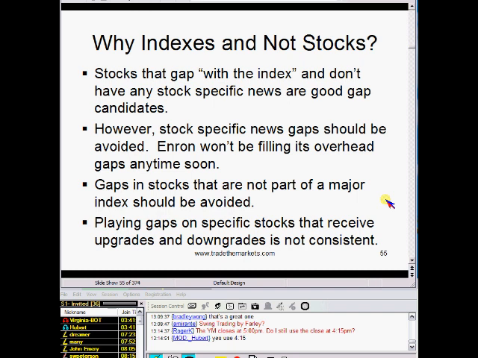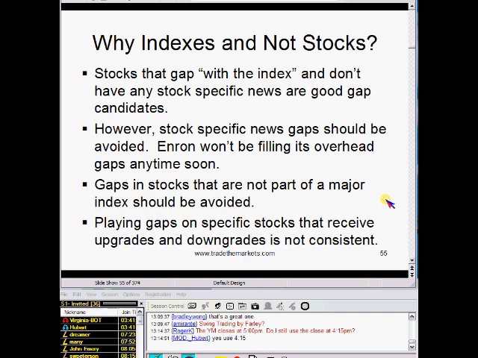Now, the one way you can play gaps if you're a stock player is if you get a stock that's gapping up in proportion to the market on no news. Let's say the S&Ps are gapping up 5 points and KLAC is gapping up 50 cents on no news. That stock is moving with the market, and that's a playable gap. I personally really don't mess around with that.